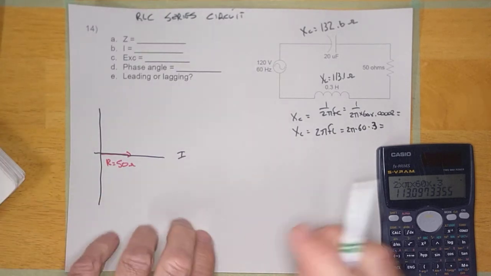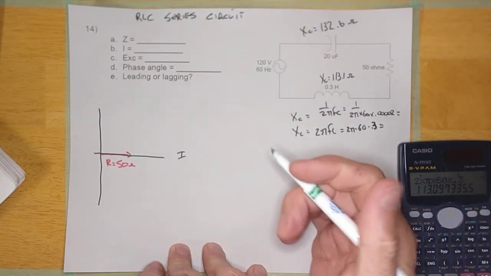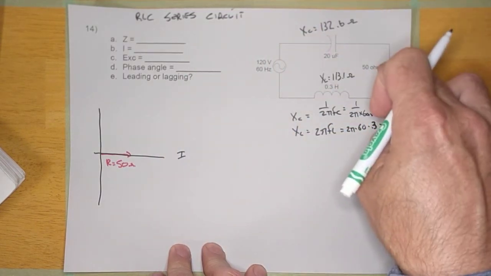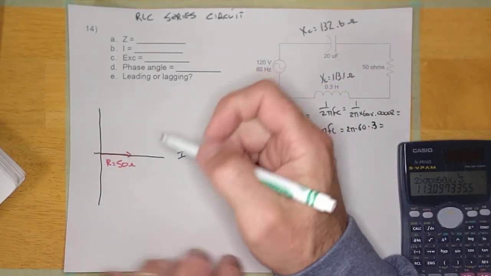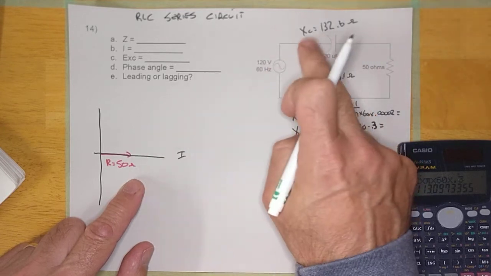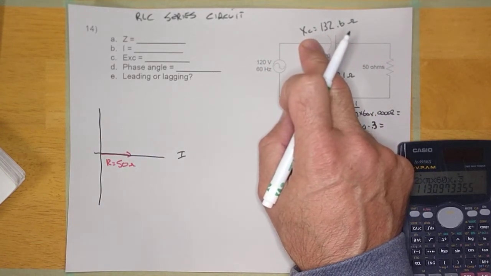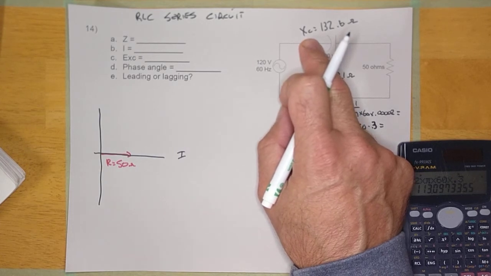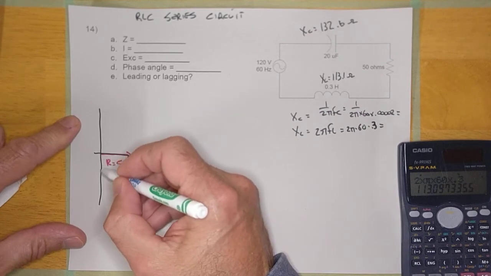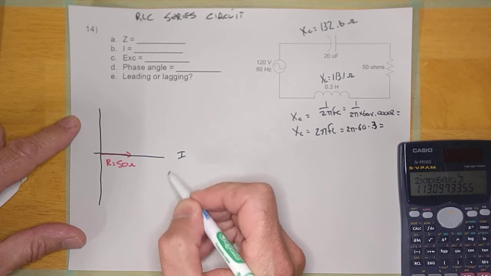The next phasor that we're going to draw is going to be XL. And it doesn't matter if I draw XL or XC next. It actually doesn't matter in what order you draw them, but traditionally you start with the 50 ohms. Then you do whatever you like. 132.6. Now this is XC. It has to be drawn so that the current is leading. That means it needs to be drawn so that the current is counterclockwise, which means I would have to draw it down here. That way the current is counterclockwise.